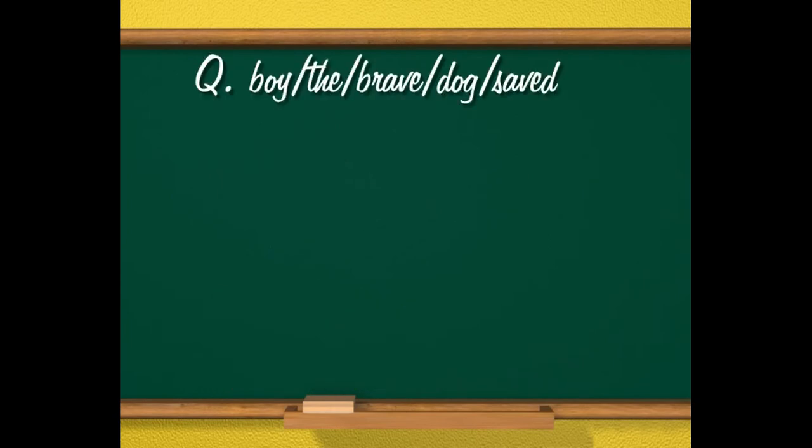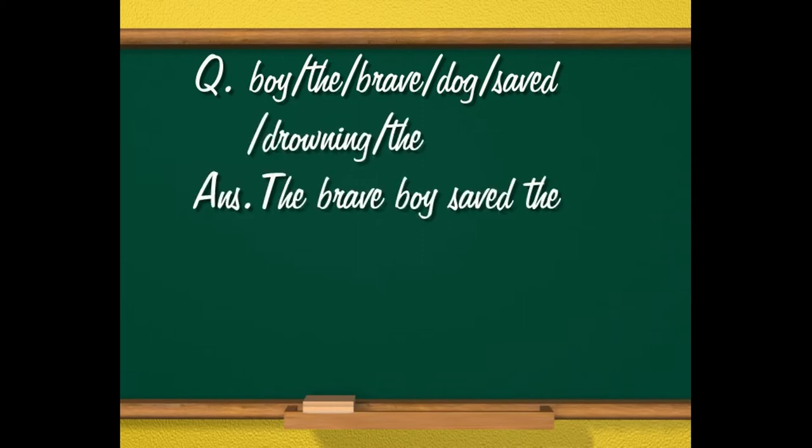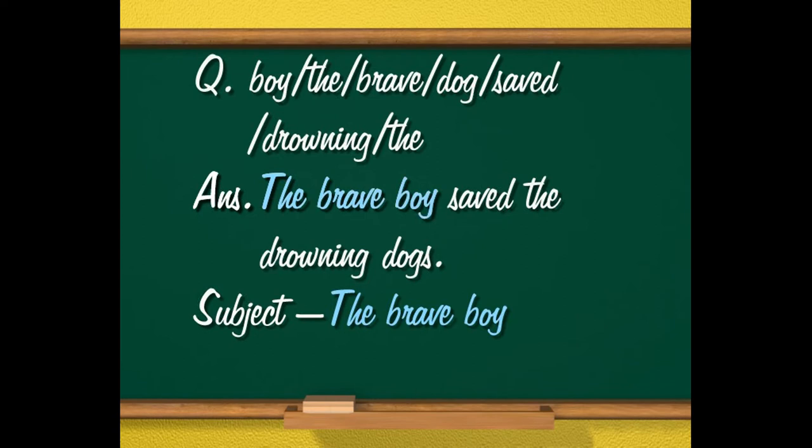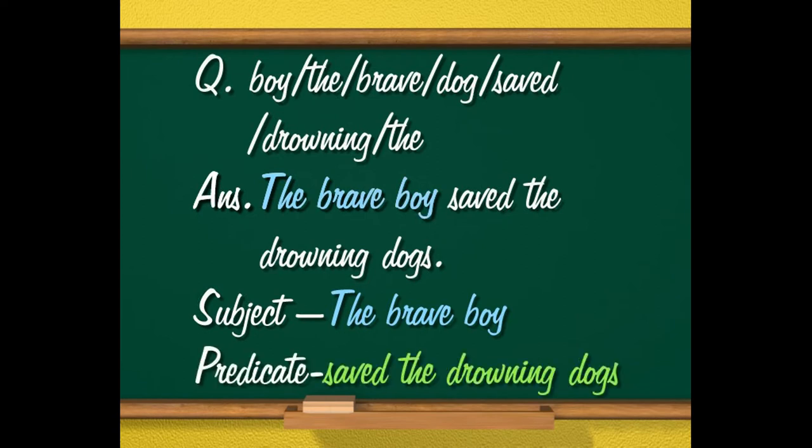Question number 5. Boy the brave dog saved drowning the. Answer is the brave boy saved the drowning dogs. Again, the subject is the brave boy and the predicate is saved the drowning dogs.